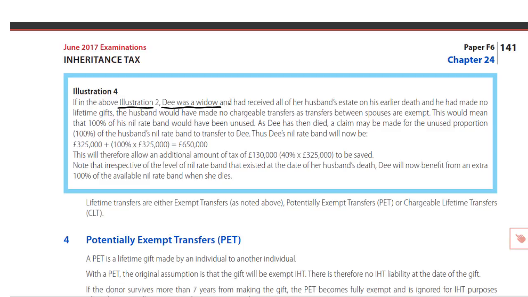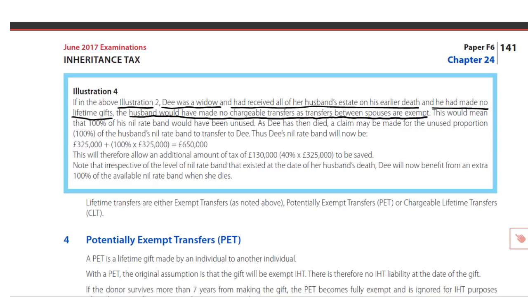Now, she was a spinster, had never been married, there was no spouse. But if now she is a widow, then there was previously a spouse, and that she had received all of her husband's estate on his earlier death, and he had made no lifetime gifts. Then that would mean that the husband would have made no chargeable transfers, as transfers between spouses are exempt. So he would have used none of his nil rate band, meaning that 100% of his nil rate band would have been unused.